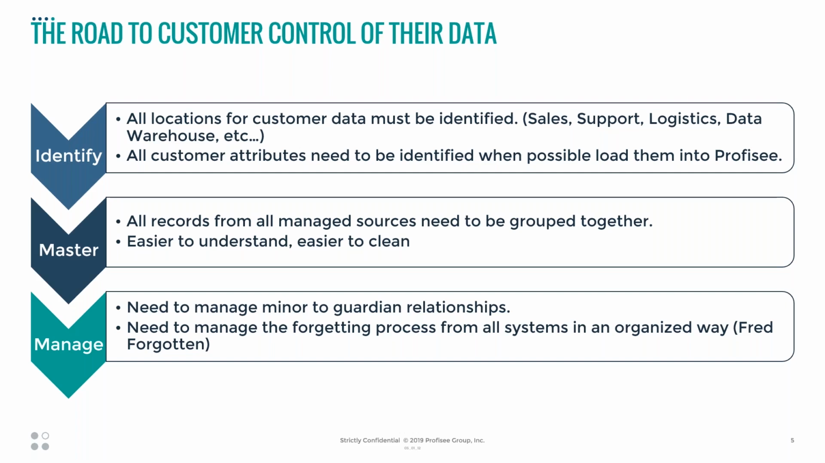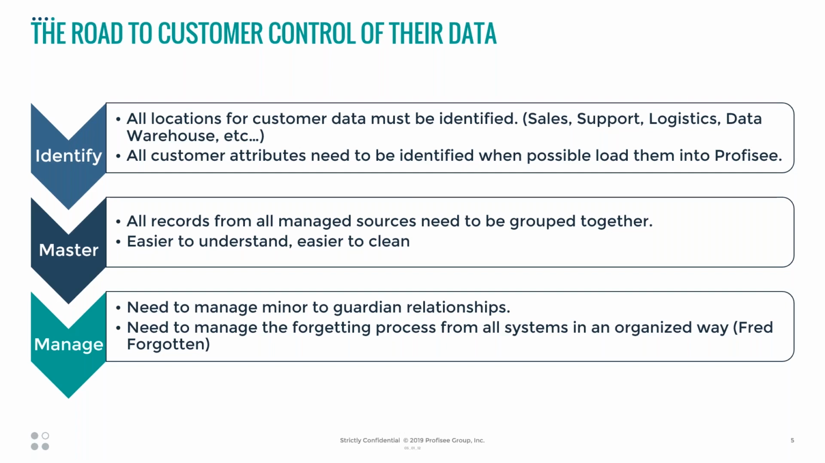potentially even a car. So we want to then take those records, load them into our Profisee system, and master those records. The idea is that we want to take all the records from all the managed sources and group them together to figure out who this person is. So when that person calls in, I can understand exactly what footprint they have across my organization and if I have any pre-existing relationships. It's easier to understand and it's easier to clean that data, right? If I know what that data is and I have it all in one place, it's easier to take care of.